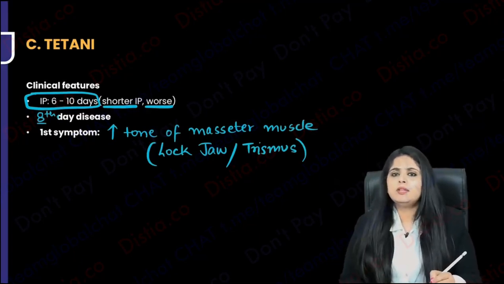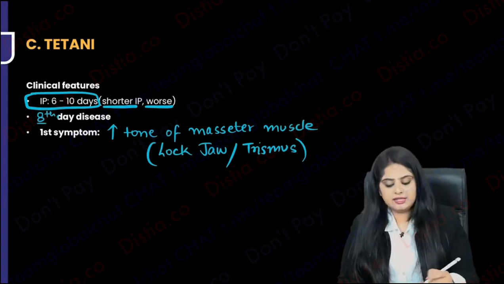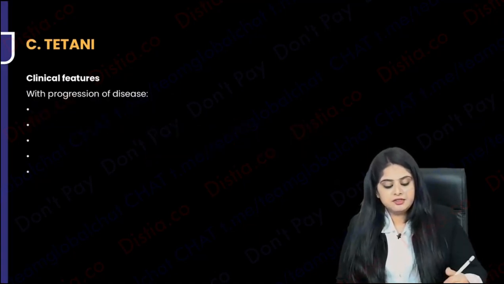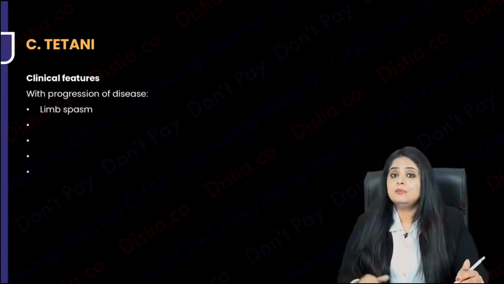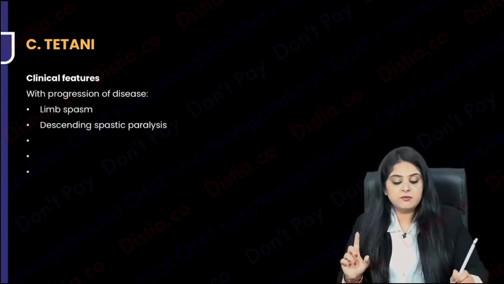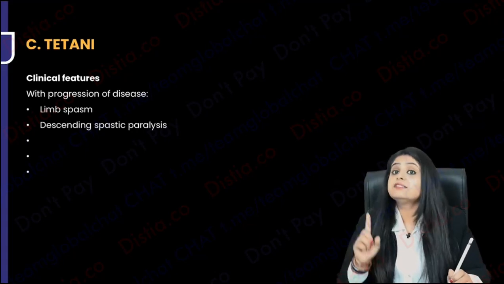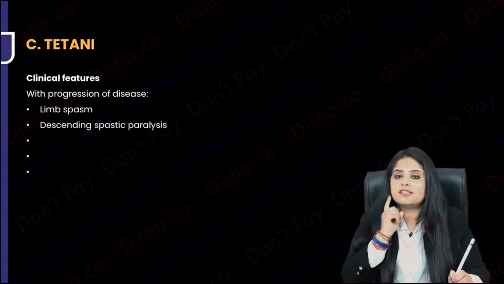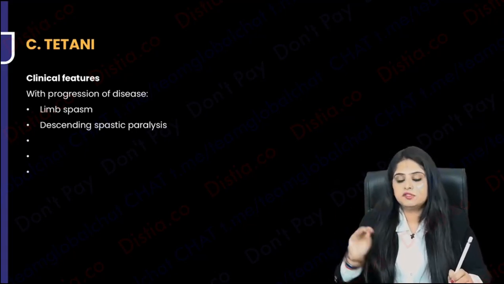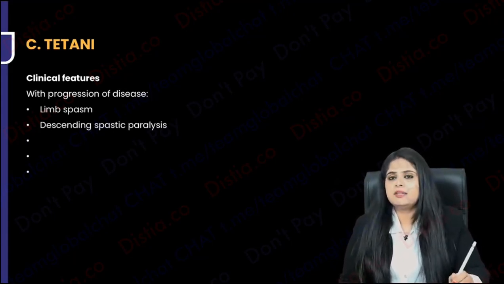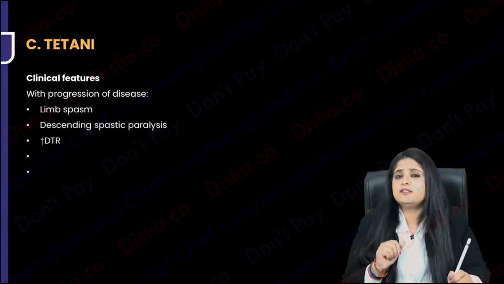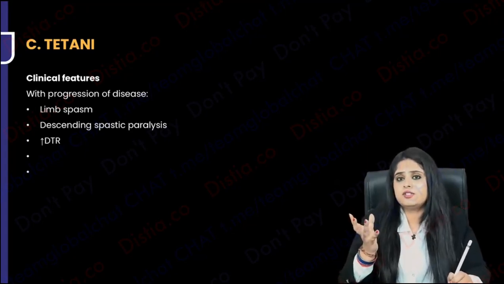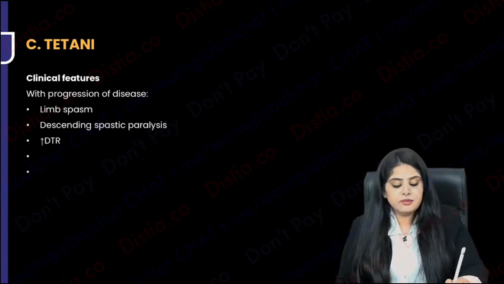After that, what are the complications? अब हर चीज़ spastic होगा. That is how you need to learn. As the disease progresses, you will say that the limbs spasm. Everywhere the word spasm will come. Which kind of paralysis? Descending spastic paralysis. हर जगह spasm. The masseter spasm. Limbs spasm. Spastic paralysis. What do you think will happen to the reflexes? Deep tendon reflexes, obviously, they'll get exaggerated. There are exaggerated deep tendon reflexes.